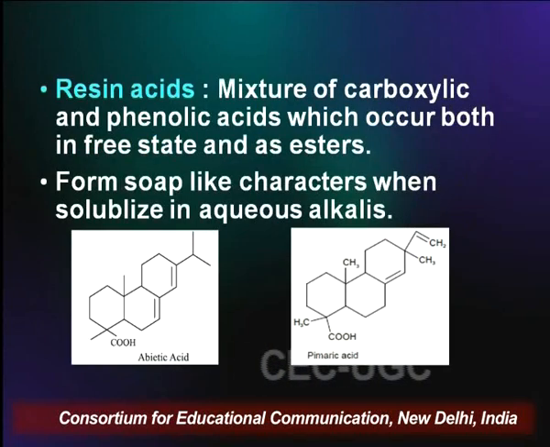The second category of constituents found in resins is the resin acids, and these are nothing but a mixture of carboxylic or phenolic acids, which can occur in both free form and in the form of esters. Whenever these resin acids are mixed with alkalis, they give rise to inferior quality soap, as we discussed during their properties. The most common resin acids found are abietic acid or pimaric acid. Apart from that, various other resin acids like camphoric acid are also found in different types of resins.